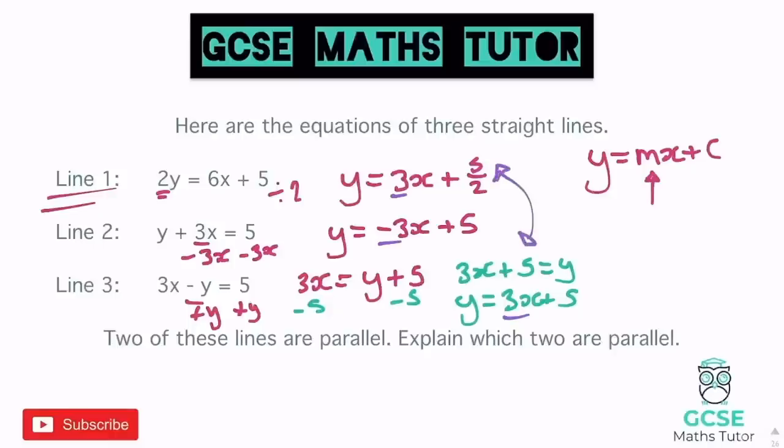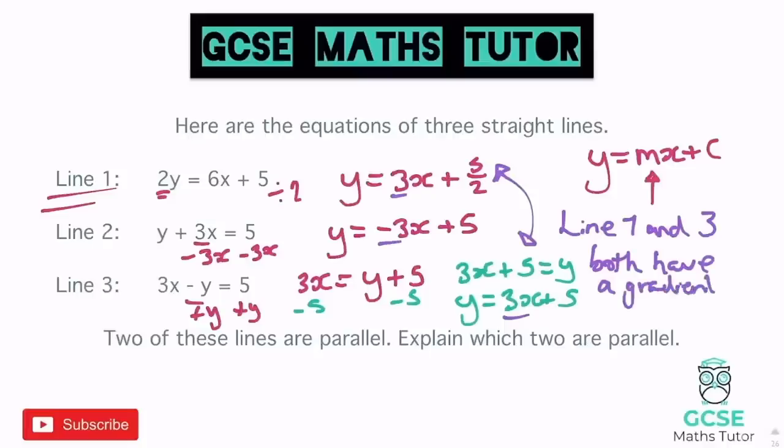So explaining which two are parallel, we would say line 1 and 3, as they both have a gradient of 3. And there we go, both have a gradient of 3. And that's that one finished.